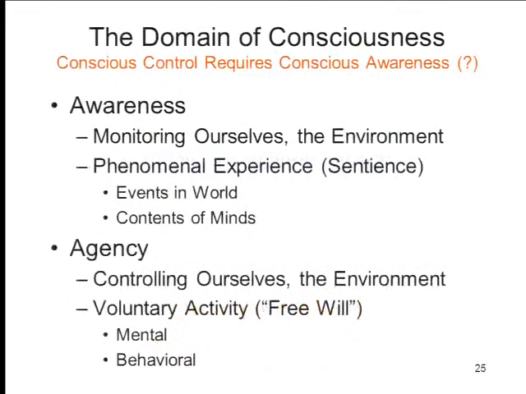All right, so what are we going to do here? We're going to talk about consciousness. What do we mean by consciousness? Consciousness entails two basic kinds of things. First, our awareness of ourselves and the world around us. Our ability to monitor ourselves, what we're experiencing, what we're doing, what we're thinking. This aspect of consciousness, known as awareness, has to do with phenomenal experience, that is what's happening to you right now, your awareness of events in the world, and the contents of your own mind.